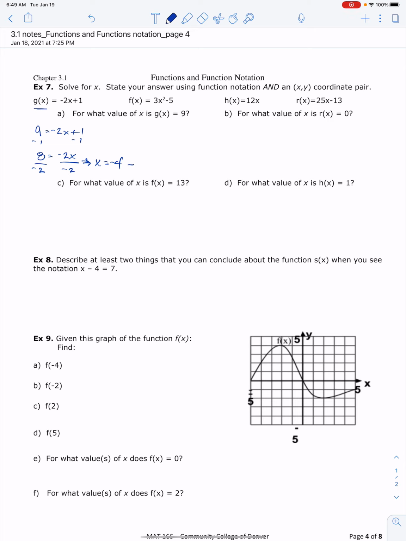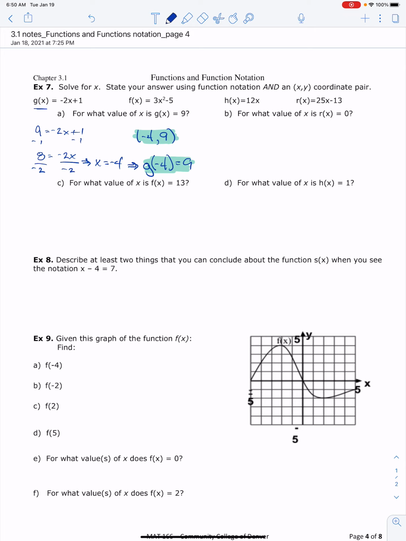Okay. And so in terms of our function notation, we have g of negative 4 equals 9. Remember that negative 4 was what we got for x. That goes in place of the x. What we get out of that function when we plug in negative 4 is 9. And our ordered pair here is negative 4, 9. When x is negative 4, y is 9.